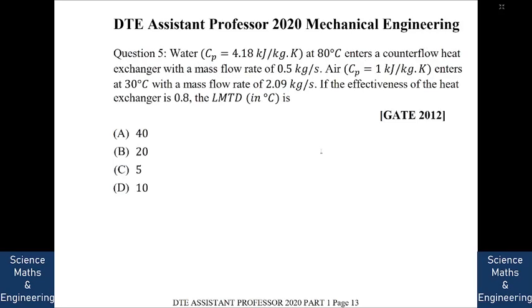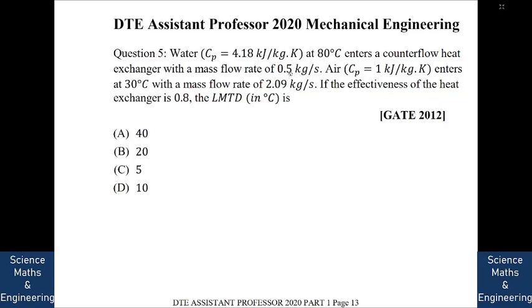So next, water, specific heat is given, at 80 degrees centigrade. So T H1 is 80 degrees centigrade, enters a counterflow heat exchanger with a mass flow rate of 0.5 kg per second.